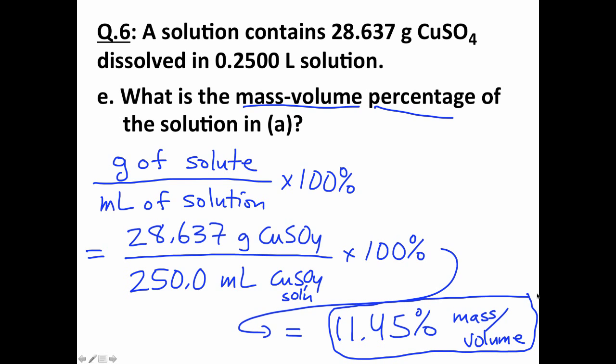And of course, there are mass to mass percents and volume to volume percents, other different kinds of percents depending upon the circumstances. But here, mass volume percent of this solution is 11.45%.